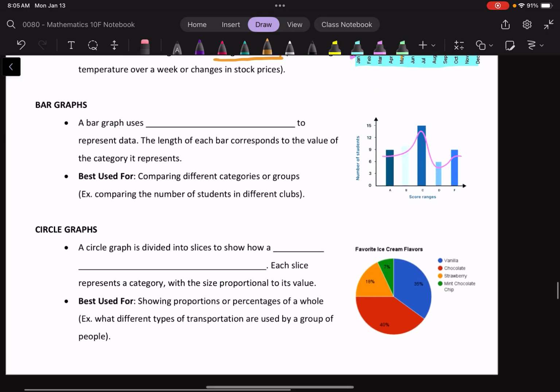Okay, the next is a bar graph. A bar graph uses rectangular bars to represent data. The length of each bar corresponds to the value of the category it represents.